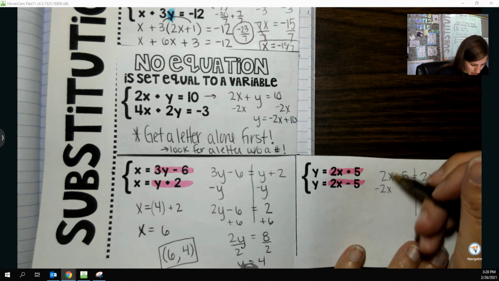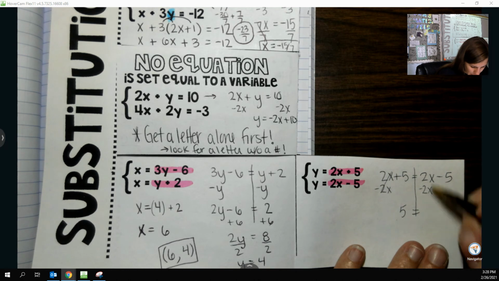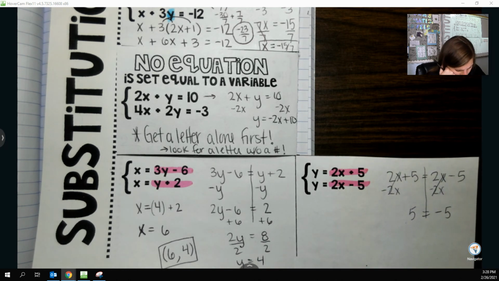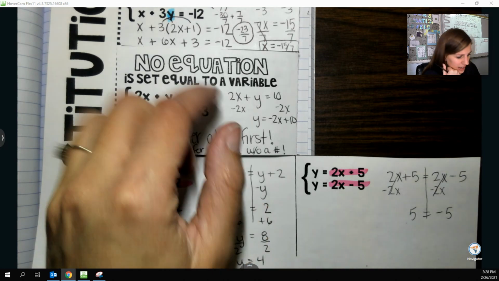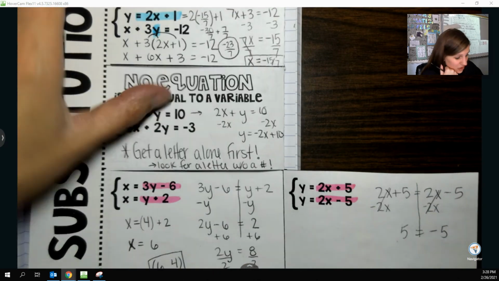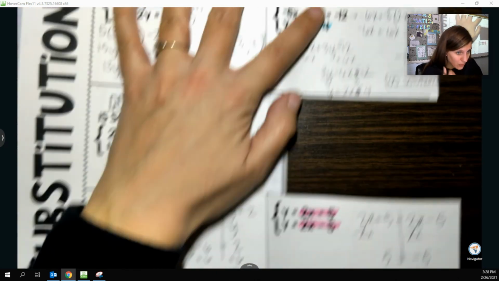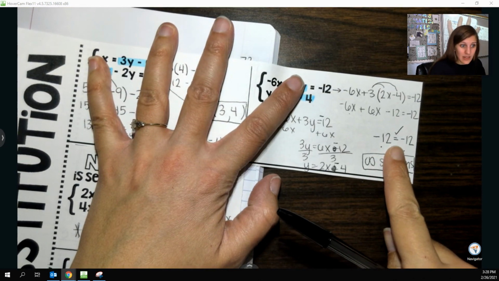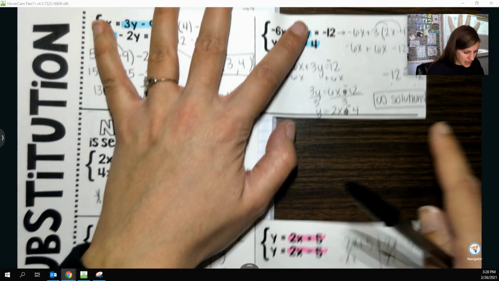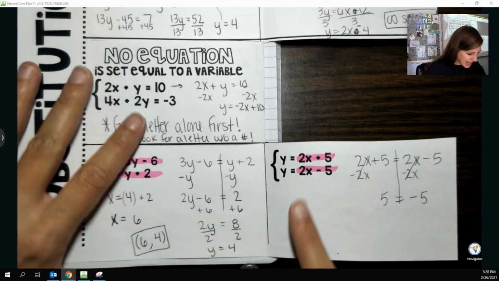That's 0. And I'm left with 5. And then over here, that's 0. And I'm left with negative 5. Ugh. I don't have an x anymore. So this one is actually kind of like this one from before where I didn't have any letters left to solve for.